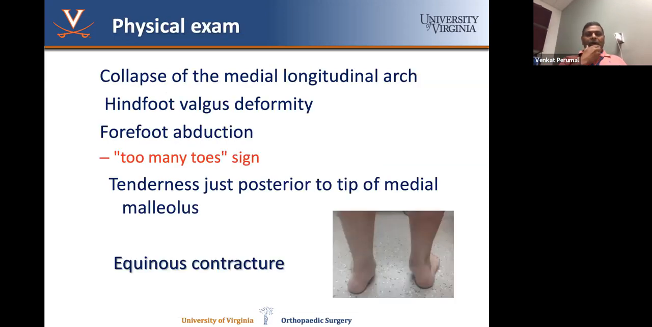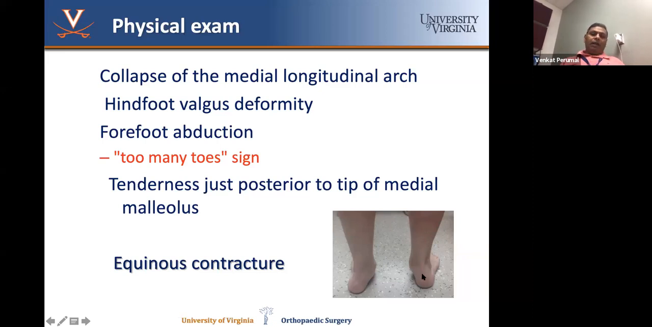Physical examination of the patient. When you examine the patient, they have collapse of the medial longitudinal arch, hindfoot valgus deformity, and tenderness over the tibialis posterior tendon just behind the medial malleolus. In this picture, taken from the back, you see the hindfoot valgus. This is the long axis of the leg, and then the long axis of the calcaneus. This is gross valgus. The foot is completely in valgus and abduction, where you can see too many toes. So that is called the too many toes sign.